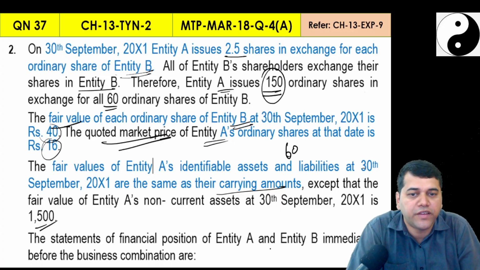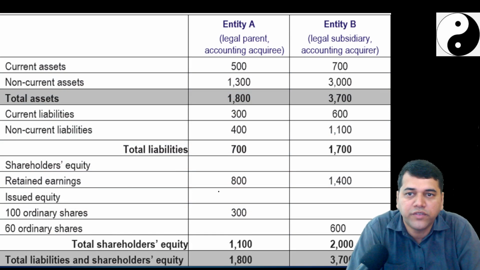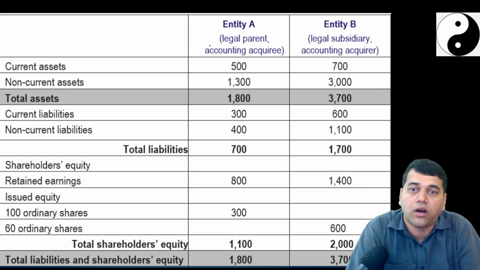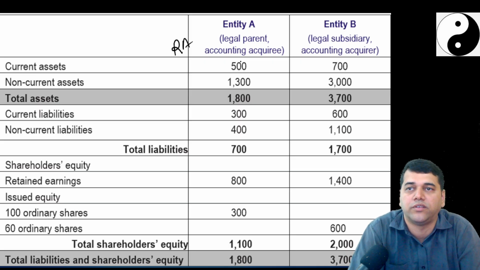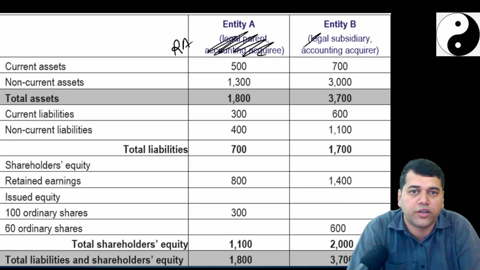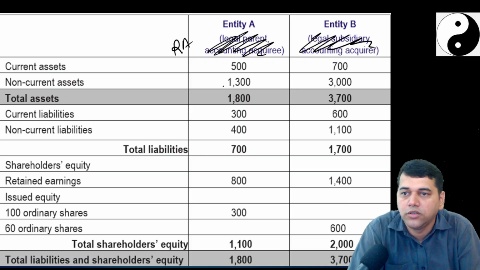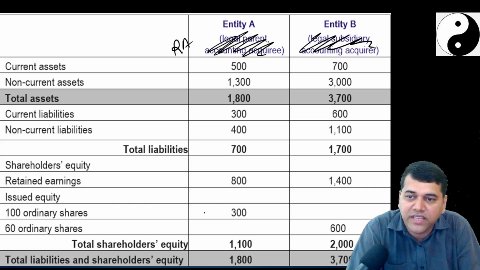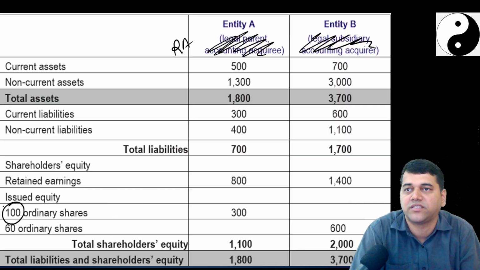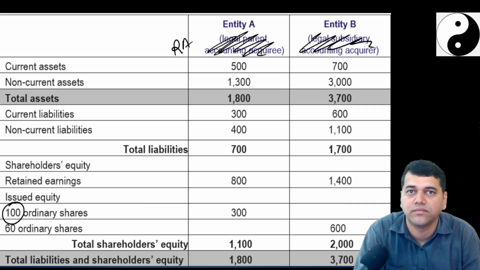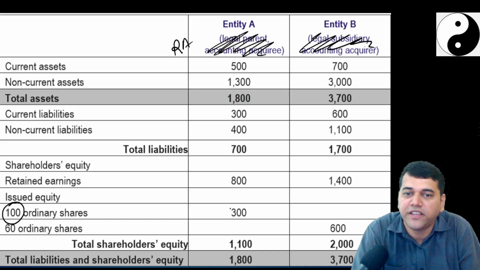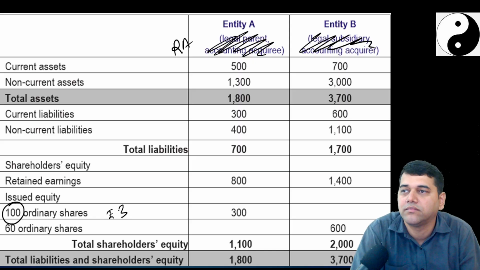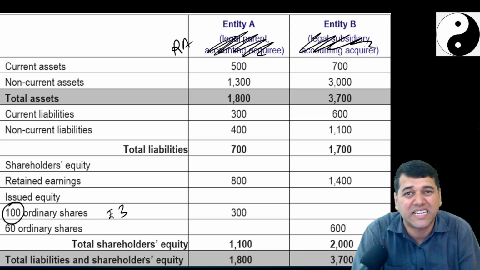The statement of the financial position is given. When you see the heading, they say legal parent, accounting acquiree. You understand this is the reverse acquisition. Forget if this was not there. You go further, you see the equity shares. How many shares they have got? 100 shares. And what must be the face value? Rupees 3. That's one strange thing.